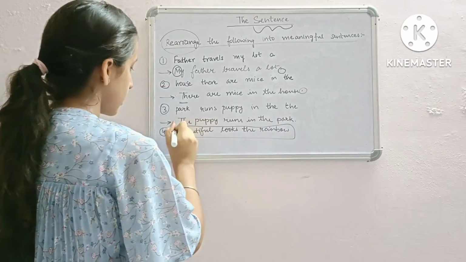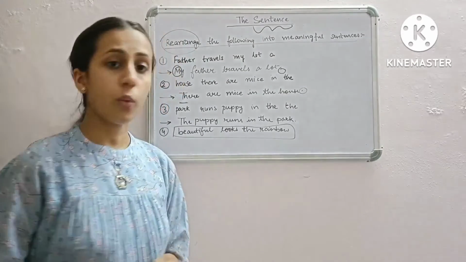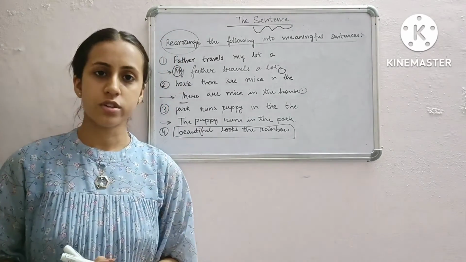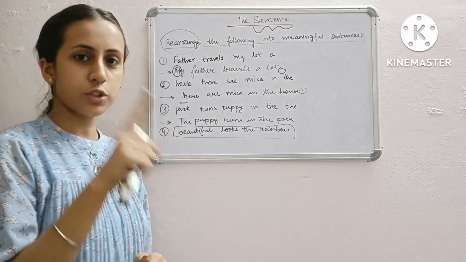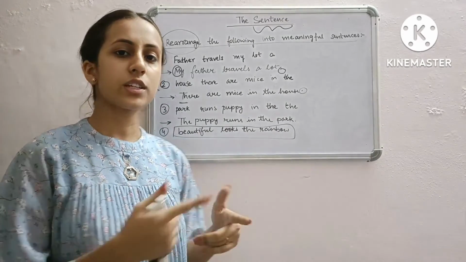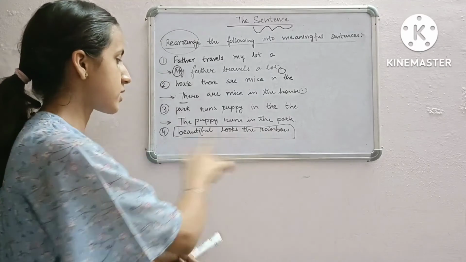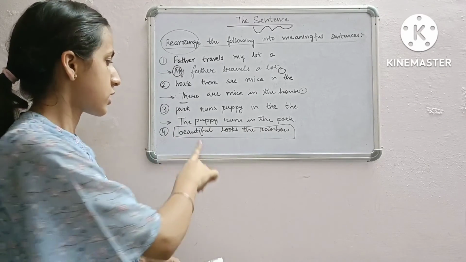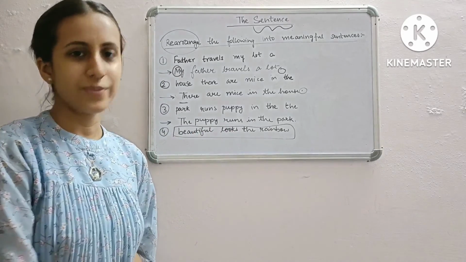This is going to be your homework. You are going to write it down yourself, and after that you're going to give me the answers in the comment section, and then I'll tell you whether it's right or wrong. So you need to remember this. You can take a screenshot. It's beautiful looks the rainbow.